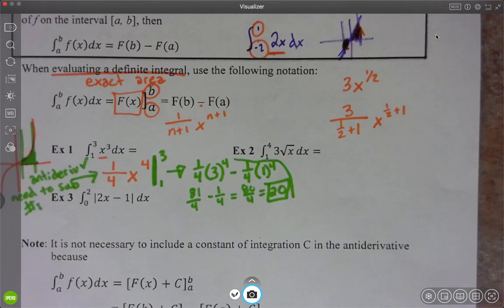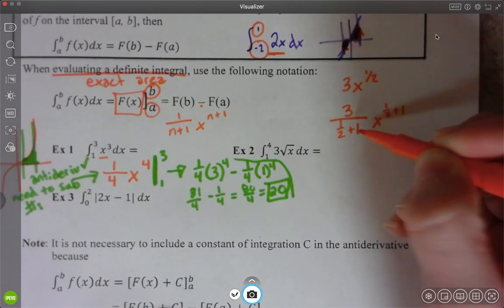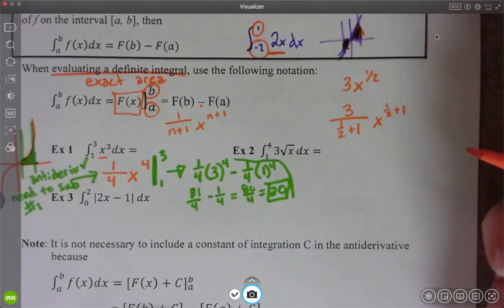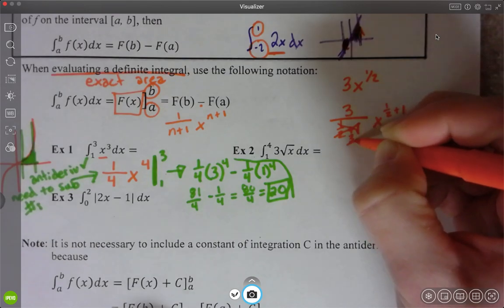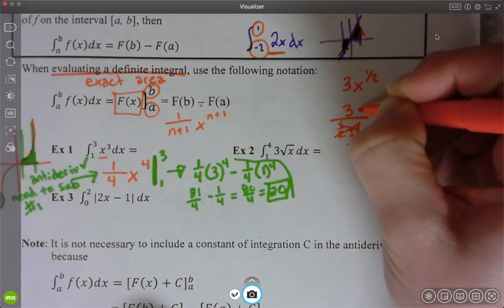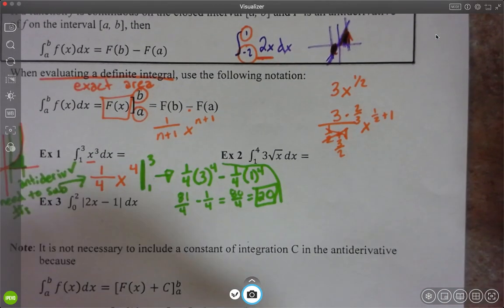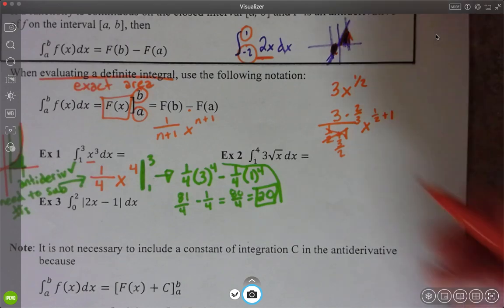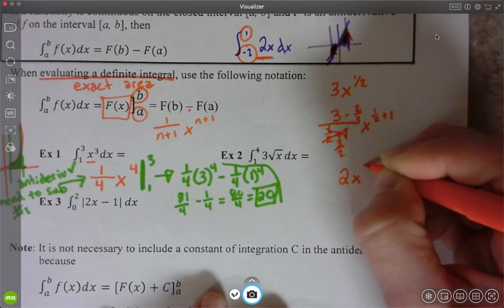And then let's go ahead and solve it. So 1/2 plus 1. Think about what that would be as a fraction. 1/2 plus 1 is going to be 3/2. And then if I flip it to the top, this is 3 times 2/3. What is 2/3 of 3, or 3 times 2/3? That's just going to be 2x to the 3/2 power.